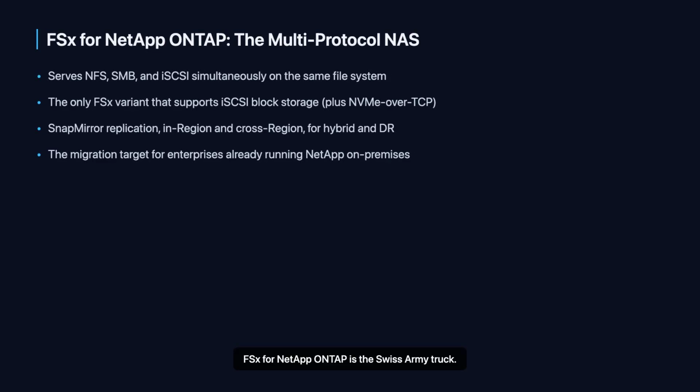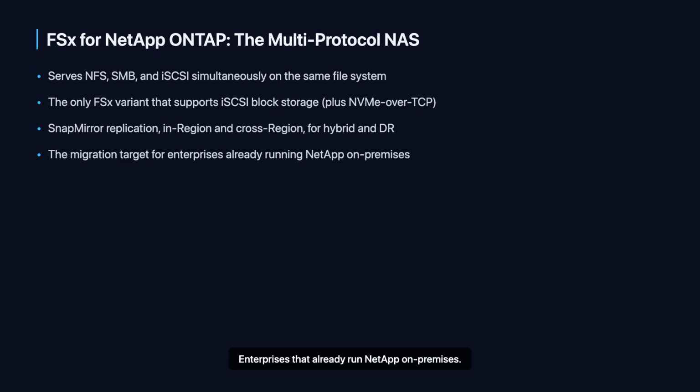FSx for NetApp ONTAP is the Swiss Army truck. Its headline trick is multi-protocol access. It serves NFS, SMB, and iSCSI block storage all at once on the same file system. It's the only FSx variant that speaks iSCSI, and it also handles NVMe over TCP. On top of that, it brings NetApp's SnapMirror replication, both within a region and across regions for hybrid setups and disaster recovery.